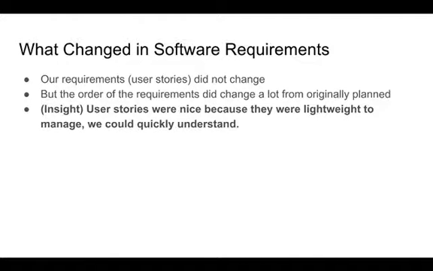So what changed in the software requirements? Well, our requirements and user stories did not change because we thought they were significant enough, and the librarians, through meetings, also thought the same thing. But the order of the requirements did change a lot from what was originally planned. Some insight we gained was that user stories were nice because they were lightweight to manage and we could understand them quickly. From here, we can create the product backlog and generate tasks into bite-sized forms that we can easily manage when developing this application.